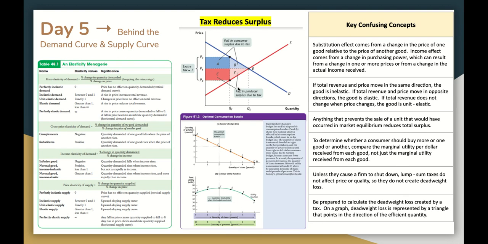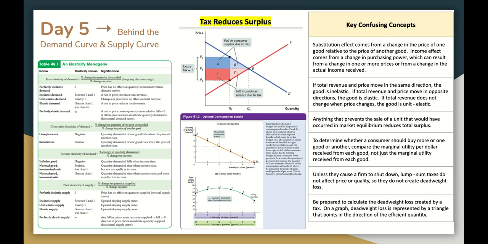And if you remember, deadweight loss is a very important concept for you to be aware of. That is economic activity that you wanted to happen that just couldn't happen. Okay, so that's that situation. Then we have some key confusing concepts here. The substitution effect comes from a change in the price of one good relative to the price of another good. When you're talking about income effect, that's talking about purchasing power. So if they ask you a question, I'm not sure how they would word that in a free response, but that's just something that you should be aware of.